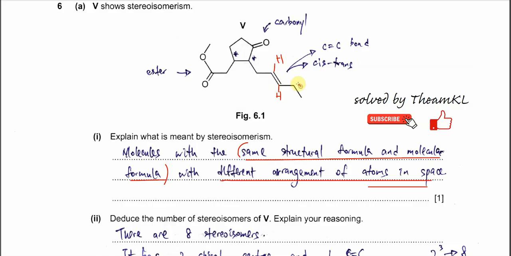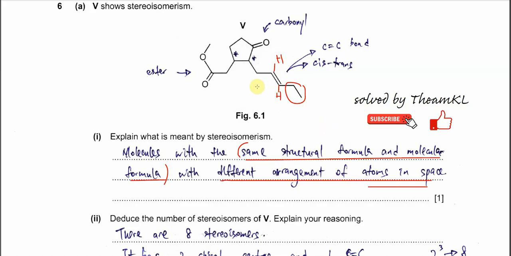This ethyl group can be on the other side. So when this ethyl group is on the other side, it will form a cis isomer. This is the arrangement of atoms in space. The structure is still the same and the molecular formula is still the same, but it can have a different arrangement in space, either the same side or different side.